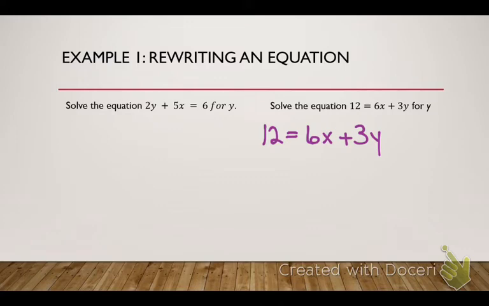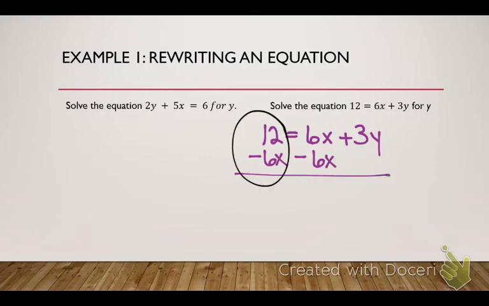What would be step one? What would be step one, Elizabeth? You have to subtract 6x. Yep, subtract 6x from both sides. Okay, Ethan, can I subtract 12 minus 6x? Very good. No, I can't because they're not like terms, so I'm just going to leave them separate.